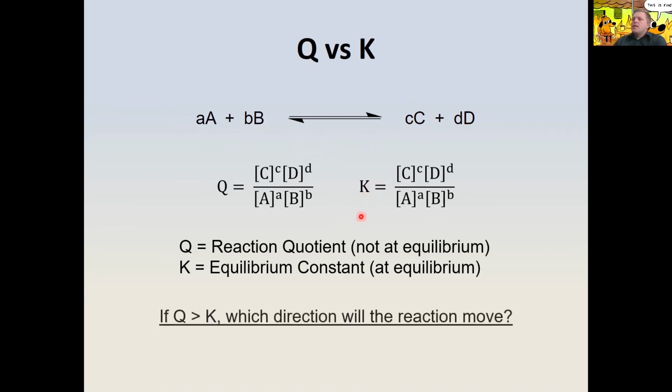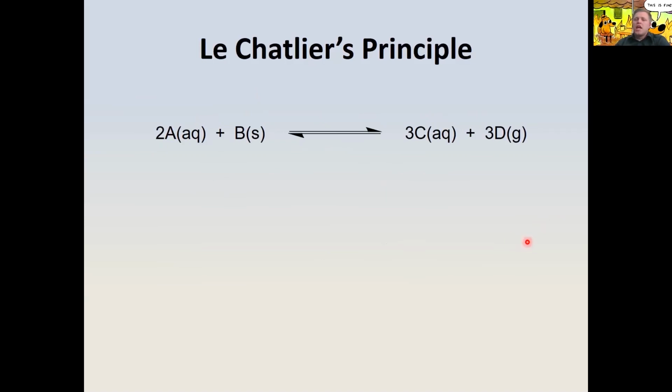Okay? But if your Q value is greater than K, which direction will this reaction move in? So let's think about this. Q is greater than K. To increase the value for Q, we have to increase the amount of products, decrease the amount of reactants. Of course, if this has more products than it would at equilibrium, then those products are going to react to give us more reactants. And so it's going to shift this reaction to the left. If you have questions about that, feel free to reach out to me. This, of course, gets us into Le Chatelier's principle. If you remember, what Le Chatelier's principle says is if you add some to the left, you'll shift the reaction to the right. If you add some to the right, you'll shift the reaction to the left.